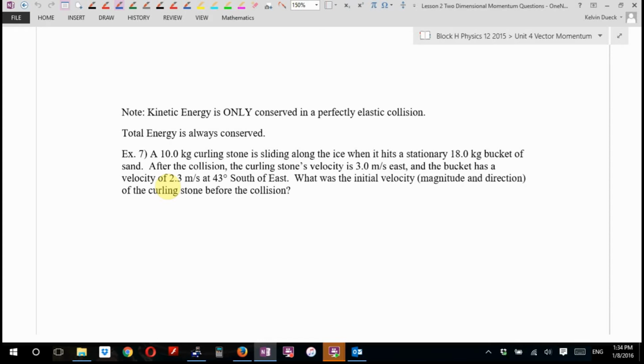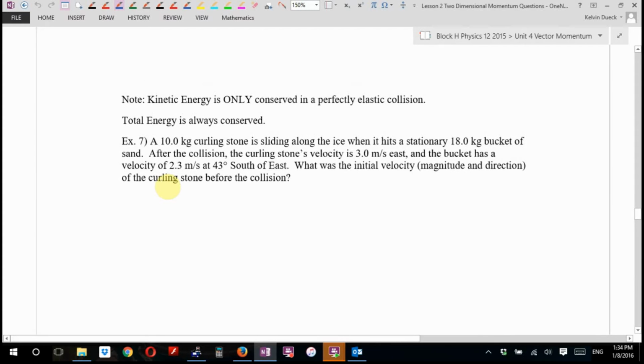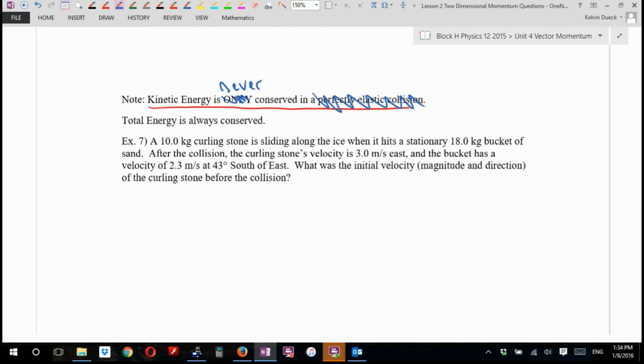Or here, a 10-kilogram curling stone is sliding along. Oh, sorry, I should read the whole thing. Note, kinetic energy is only conserved in a perfectly elastic collision. You know what? I told you don't worry about this perfectly elastic, so you can scribble out the word only and you can just say never. You always lose some of your kinetic energy. I'm not saying you lose total energy. I'm saying if you've lost kinetic energy, it got transferred probably into heat or in a car accident into deforming the metal.